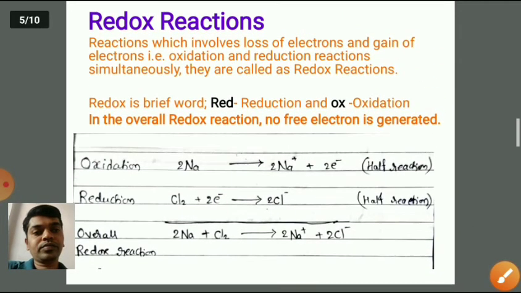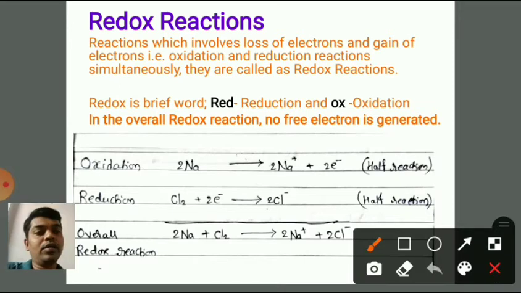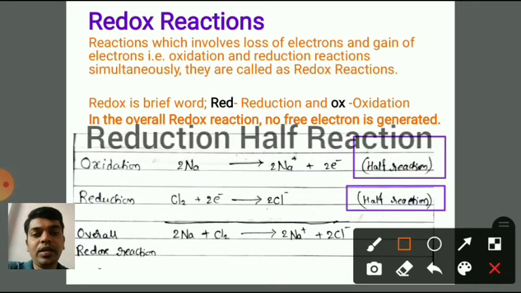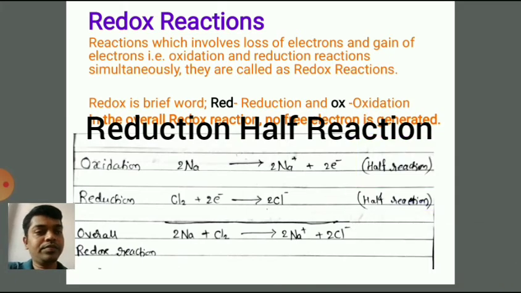And one more thing is that in redox reactions, two separate half reactions take place simultaneously, that is oxidation and reduction, and they are called an oxidation half cell and a reduction half cell. So these two components are contained in the redox reactions.